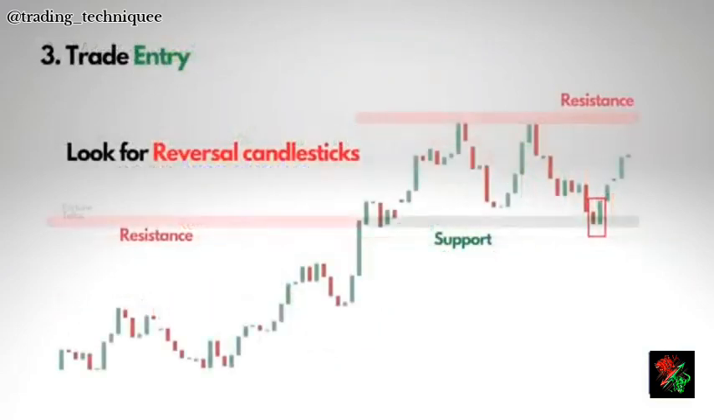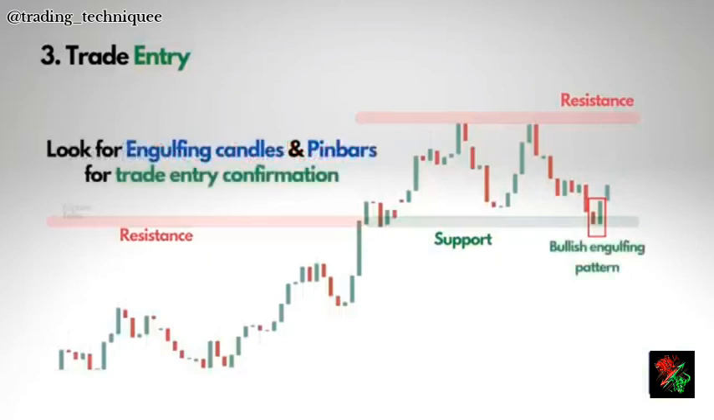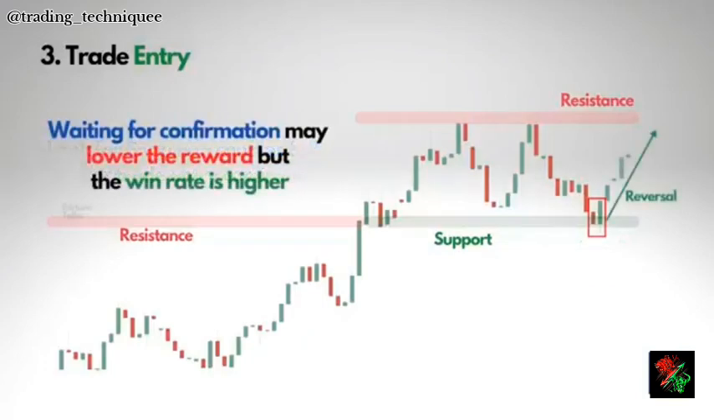Now, the third point to consider is regarding the trade entry. Now that the price has reached an area of value, you have to look for reversal candlestick patterns. You can use reversal candlestick patterns like engulfing candles or pin bars to time your trade entry. So you will enter a trade only after the market shows signs of reversal. However, you risk entering at a much higher price, which may lower your risk to reward ratio, but it gives you a higher win rate.